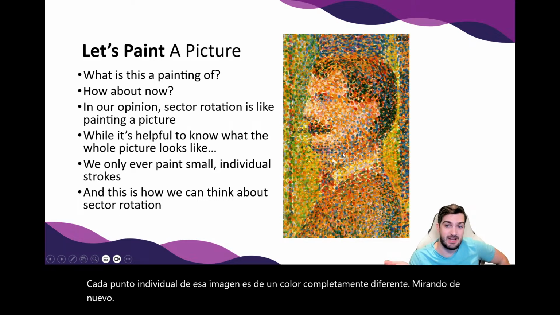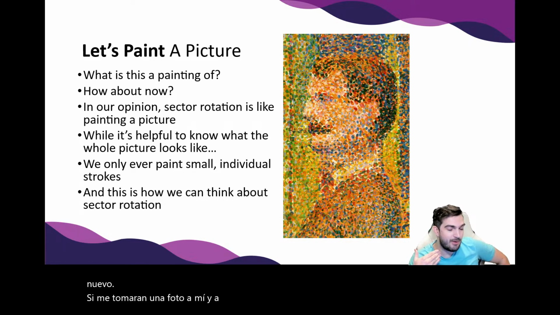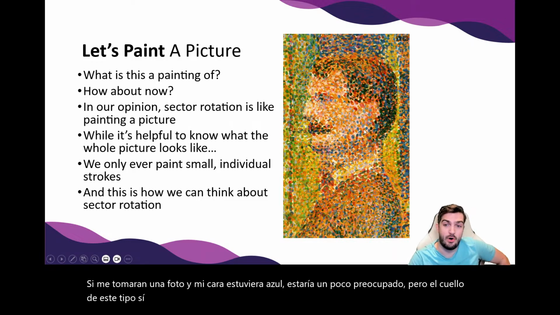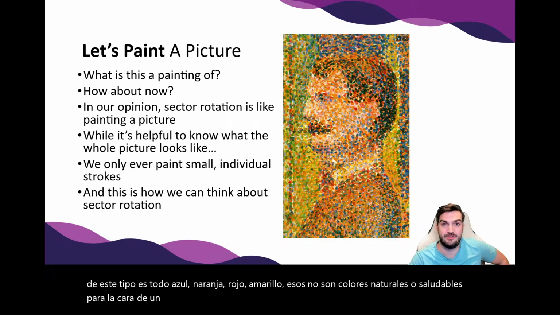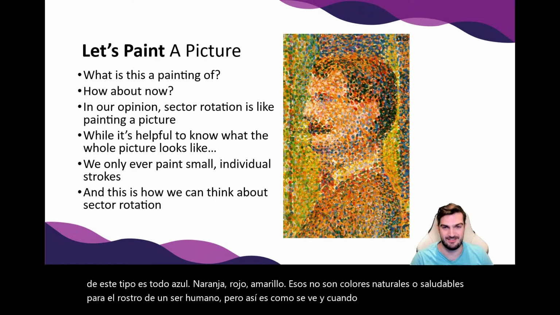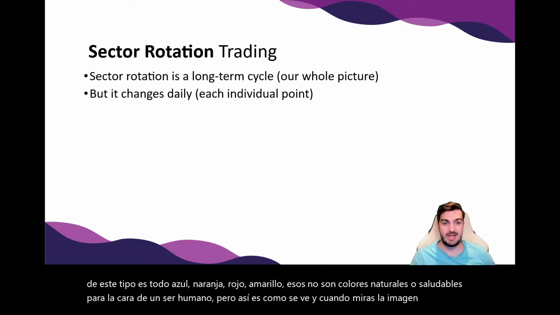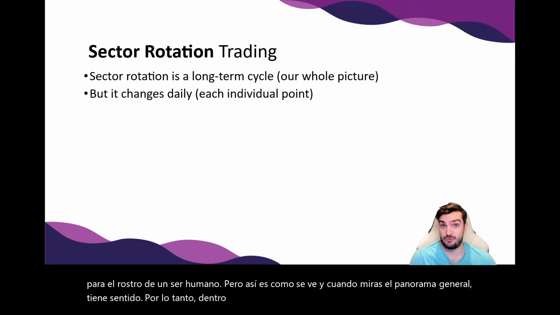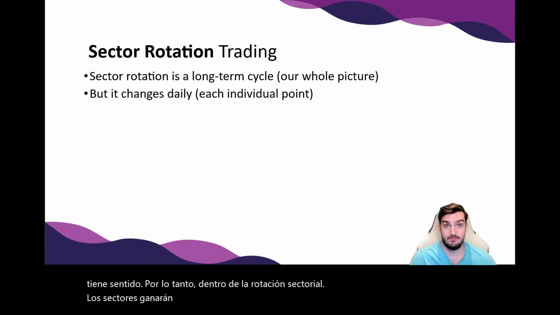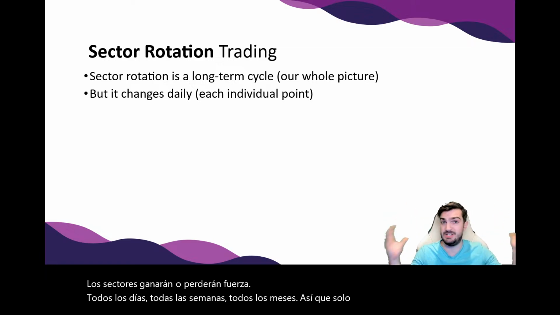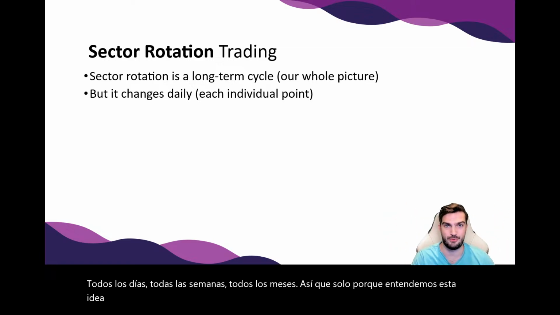If I had a picture taken of me and my face was blue, I would be a little worried. But this guy's neck is all blue, orange, red, yellow. Those are not natural or healthy colors for a human's face to be, but that is how it looks. And when you look at the big picture, it makes sense. So within sector rotation, sectors will gain strength or lose strength every single day, every single week, every single month. So just because we understand this big picture idea of sectors doesn't mean we know the whole story.